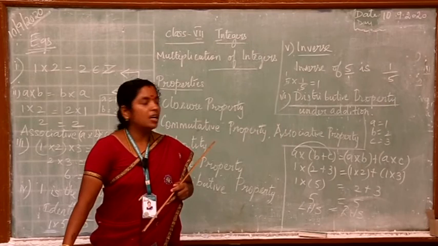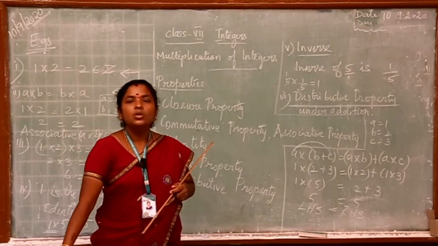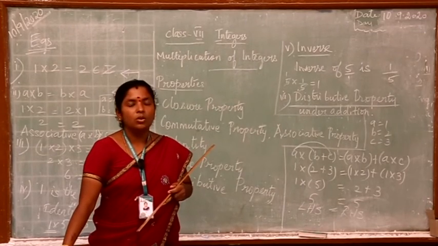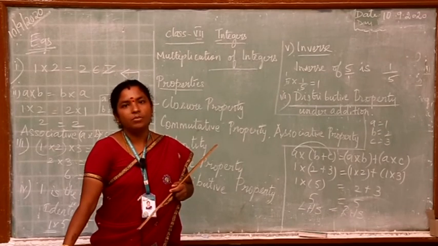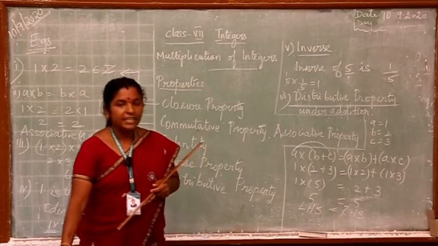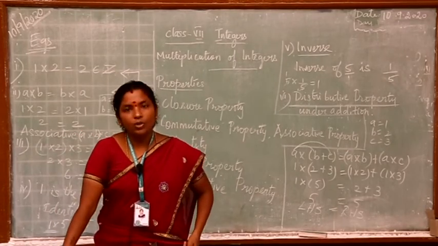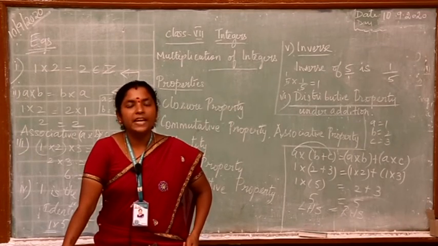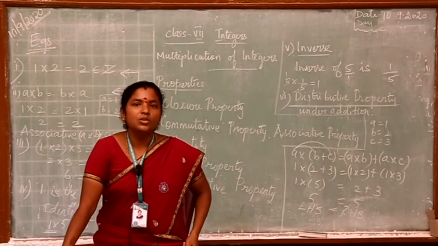Try all these properties using your own examples. Take some other numbers like 2, 3, 4, 5, or as you wish, you can use negative numbers also. Work it out with your own examples. We will go for the next exercise, multiplication of integers, in the next class. Before that, take some examples of your own and do them in your notebook. Okay. Thank you students, thank you.